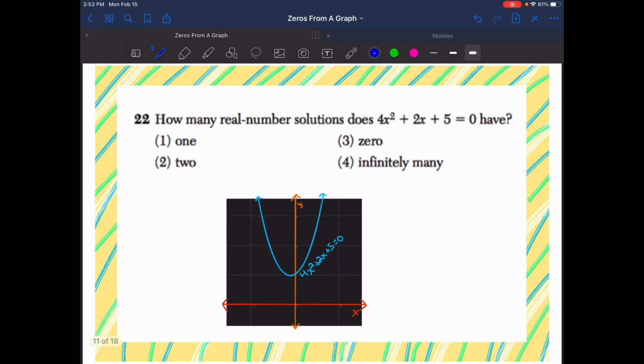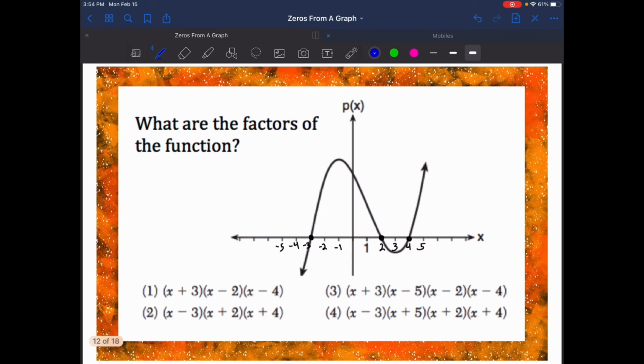Okay, let's have you try one on your own. How many real number solutions does 4x squared plus 2x plus 5 equals 0 have? Keep in mind that I have already graphed this for you, so how many solutions do you see? There are actually no solutions. None, because this graph never actually touches the x-axis. So we will go with no solutions because it does not touch the x-axis.